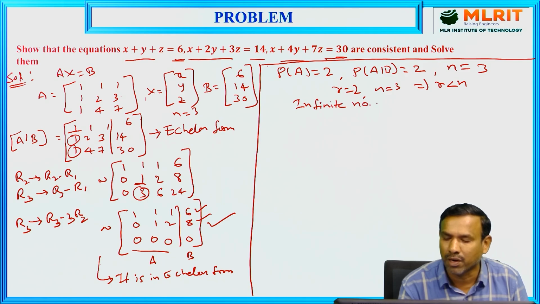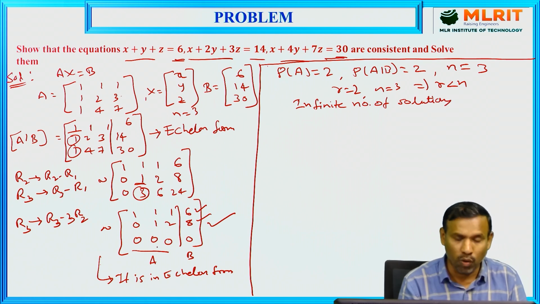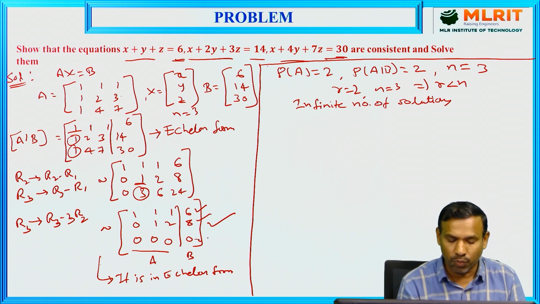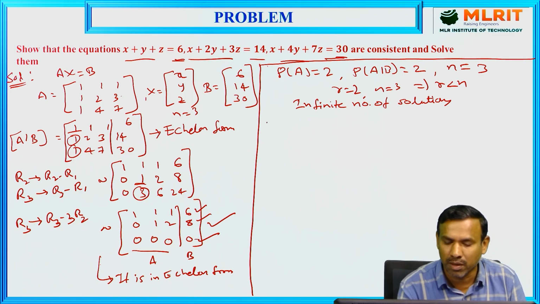Infinite. This case is important. Most of the students make mistakes here. Infinite number of solutions means one row is becoming 0, so we are unable to find one variable's value, and that can be arbitrary. How to decide one variable or two variables? We have a formula n minus r. n means number of unknowns, r means rank, which is 2. 3 minus 2 is 1.